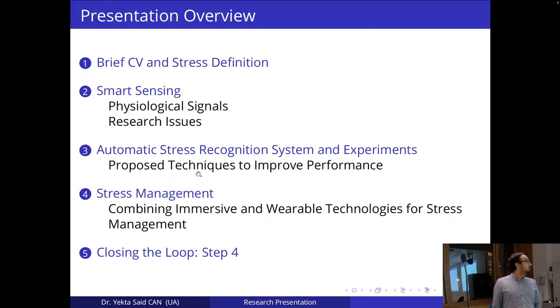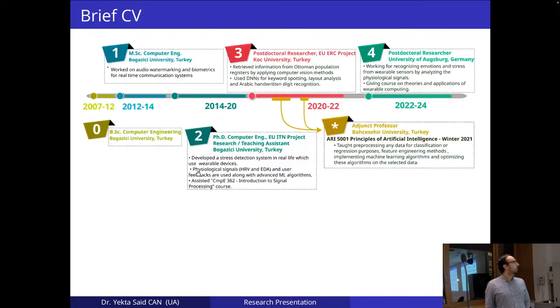After a brief CV and definition of stress, I will talk about different components of a stress recognition and alleviation system. After graduating from a computer engineering department in Boğaziçi University, Turkey, I continued my MSc and PhD in the same university. During my PhD, I was involved in an EU ITN project, Affectech, and I developed a stress detection system in real life. I used physiological signals and user feedback along with some advanced machine learning algorithms.